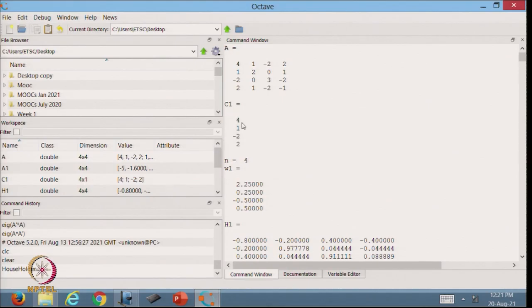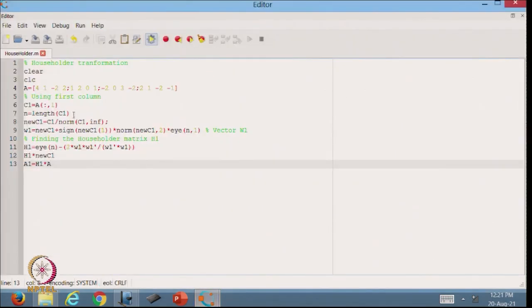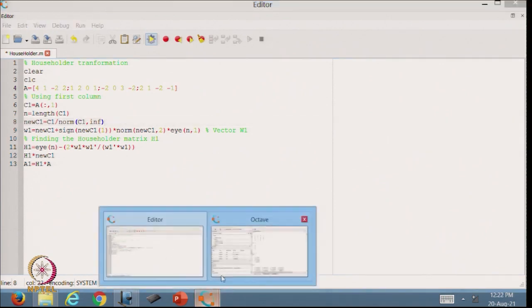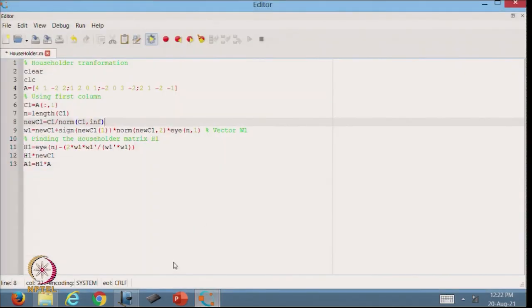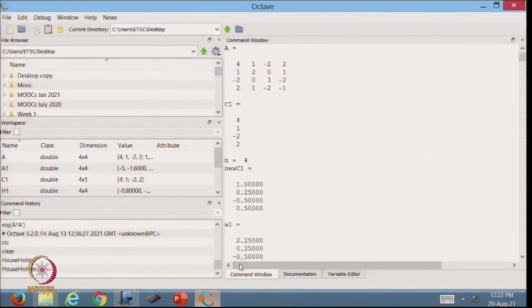Now, n is 4, and if you see, I have chosen the new C1 and just written this value. So, it will not display. So, now you can see from here, I just run this code again, no problem. Now, you can see that 4 was the maximum value, I am dividing C1 by 4. So, I get 1 here. 1 by 4 is 0.25, minus this. So, I get this new C1. So, this is a scaled one. We have scaled this vector.